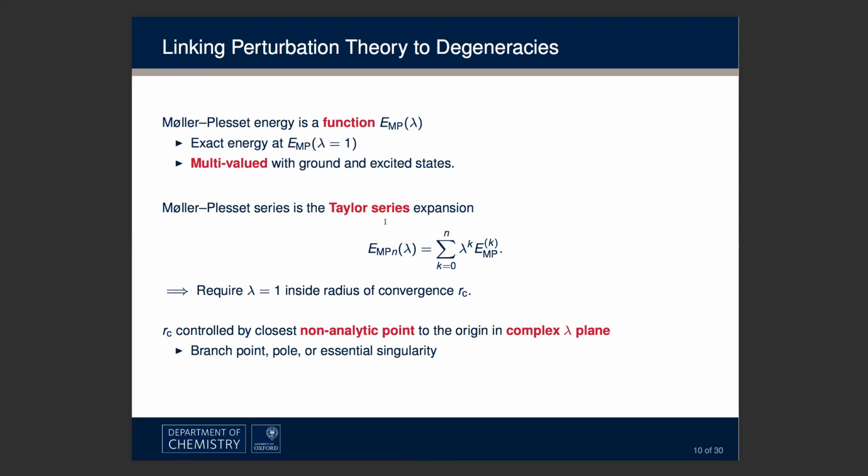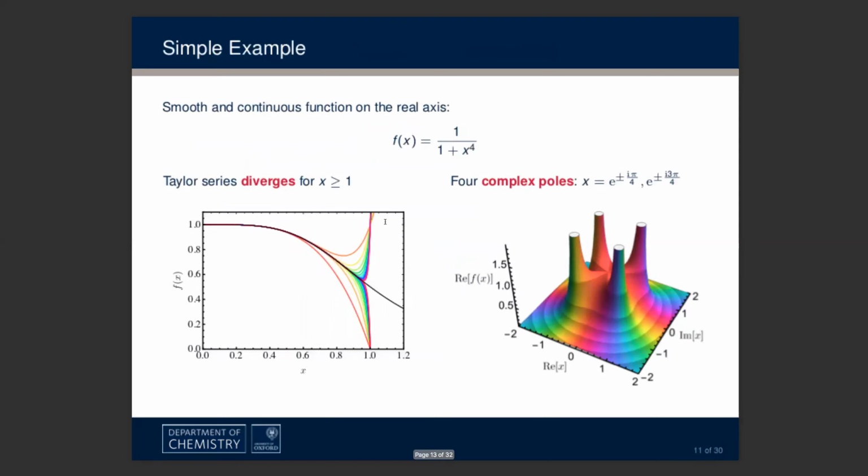As a simple example, we can look at the function 1 over 1 plus x to the 4, which you can see is smooth and real on the real axis. But if we take Taylor series approximations of increasing order, we see a catastrophic divergence at x equals 1. And this is exactly due to the existence of these complex poles when the denominator goes to 0.